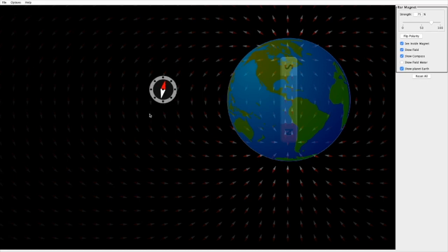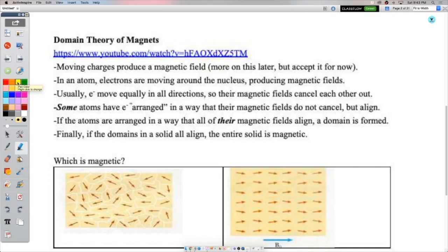And remember, this field exists even if there's no test magnet. The field is there. It's just that a test magnet allows us to think about the direction. Much like the electric field, it's there. You just need some other object to feel it for it to be expressed. Doesn't mean it's not there when some other object isn't there.